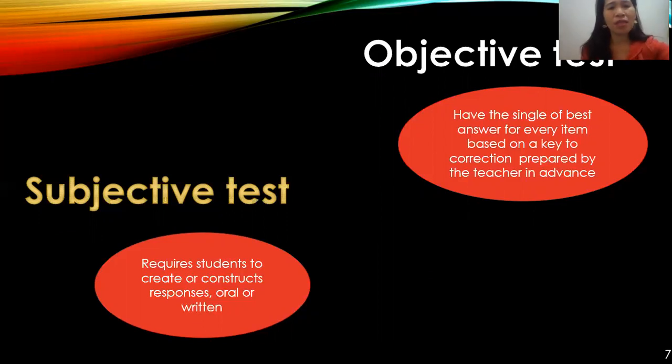Okay, what about the subjective test or performance test? It requires students to create or construct responses, oral or written. So for example, write a letter, perform a task, or prepare a dish. Scoring for this format is guided by a standard for scoring which is prepared ahead, or with the use of rubrics.